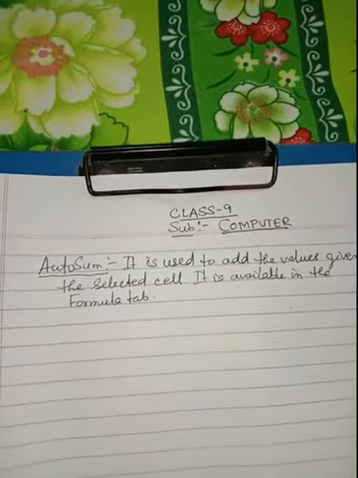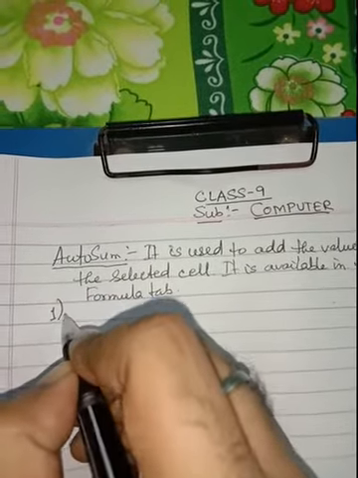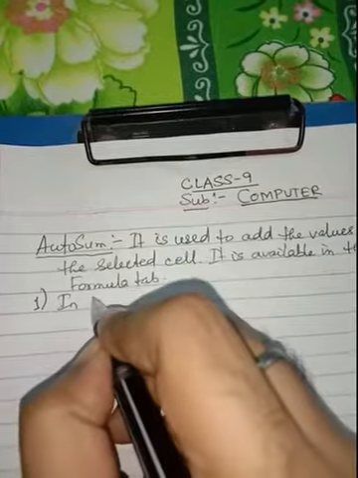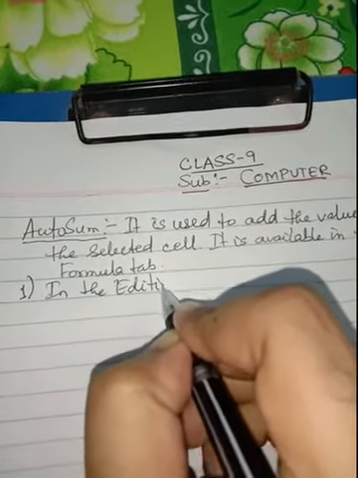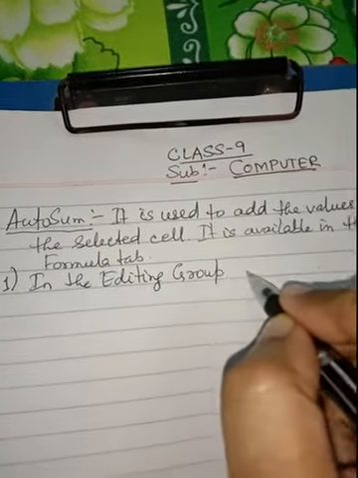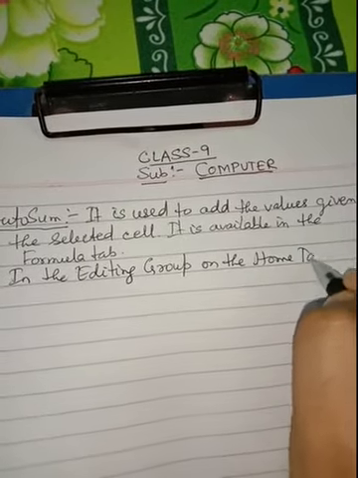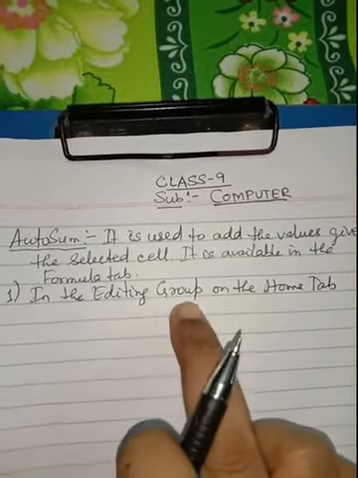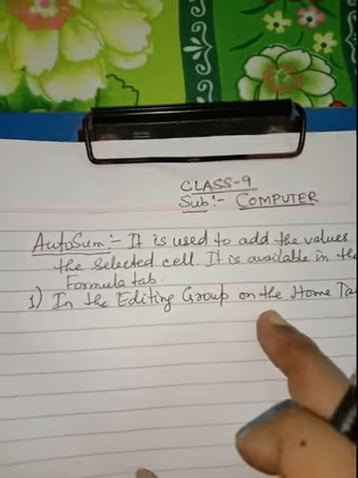Number one, it is present in the Editing group on the Home tab. So the AutoSum button is present in the Editing group on the Home tab. It is the first place where we find the AutoSum button.